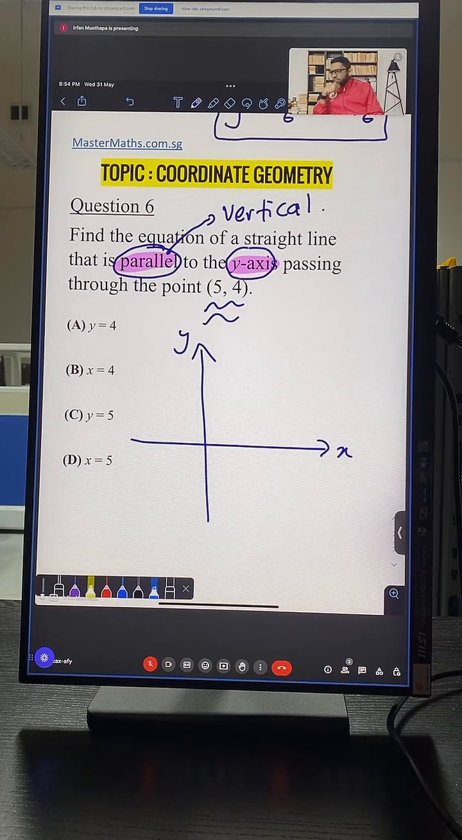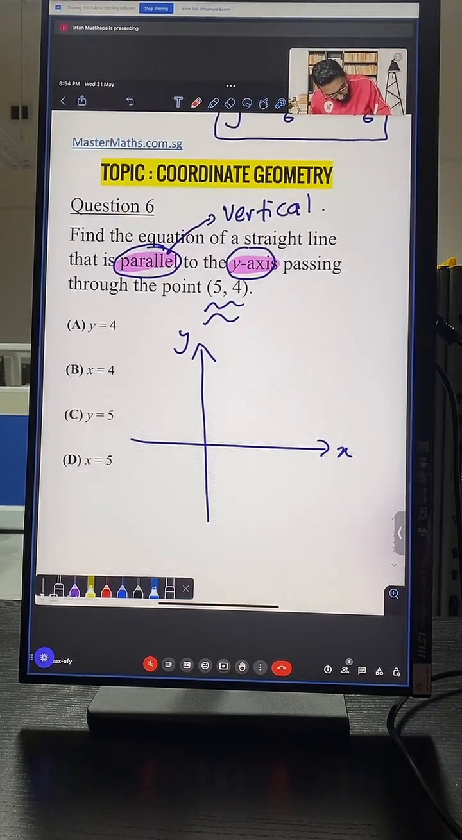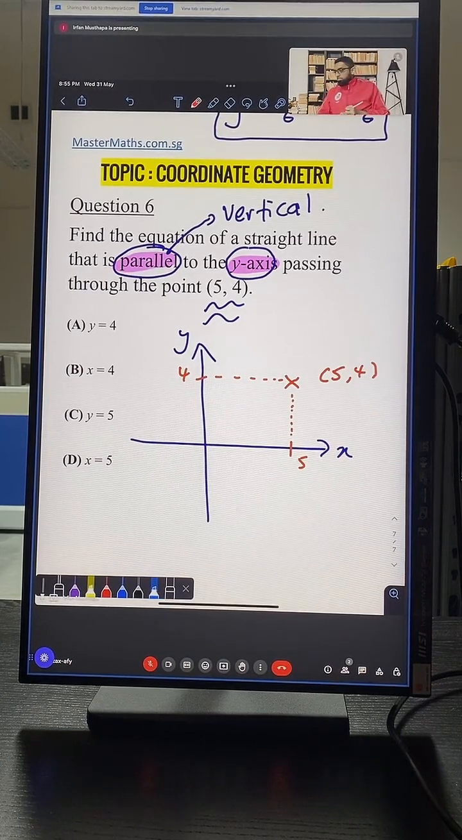Now guys, how do I find the equation of a line that is parallel to the y-axis and passes through (5, 4)? Where is (5, 4)? 5 is here, 4 is here. My friends, let's do a dotted line. This is the coordinate (5, 4).